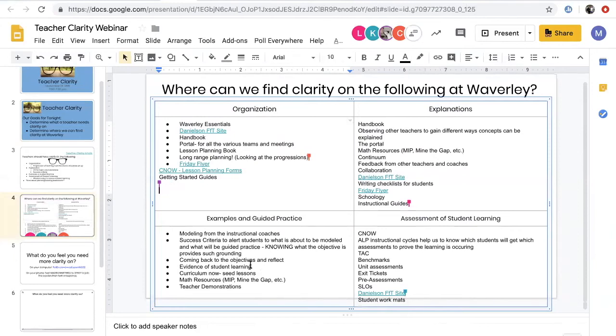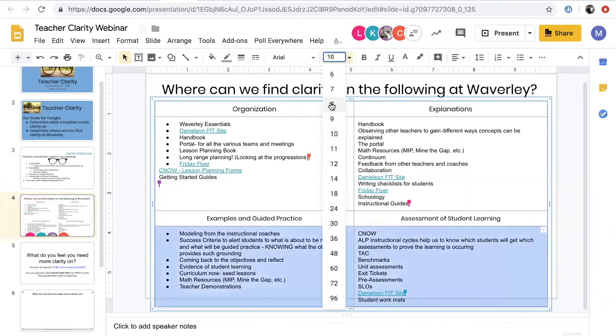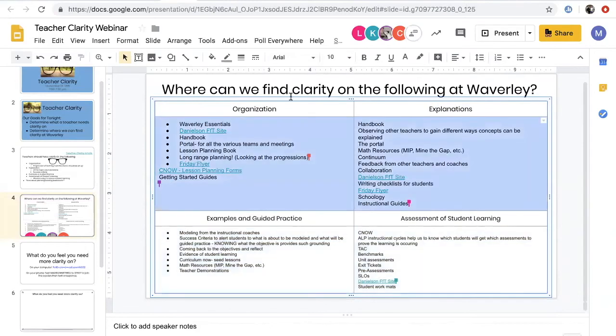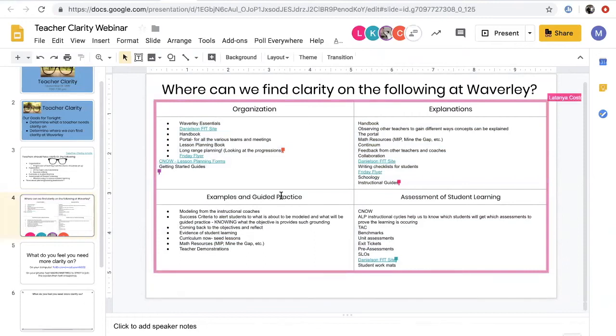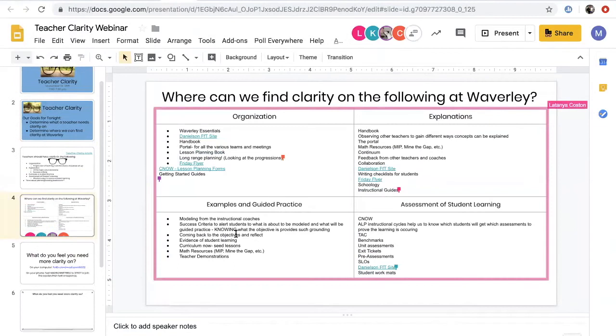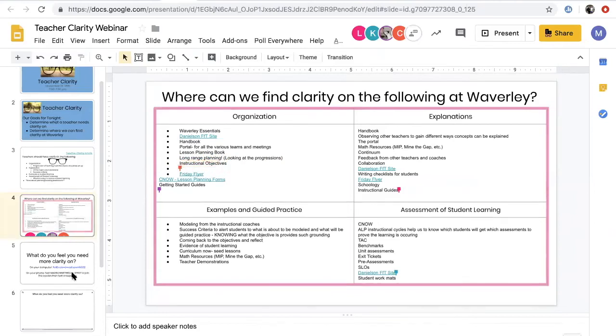I think I put seed lessons for also like the examples and guided practice. Oh yeah, the instructional objectives. That's true.